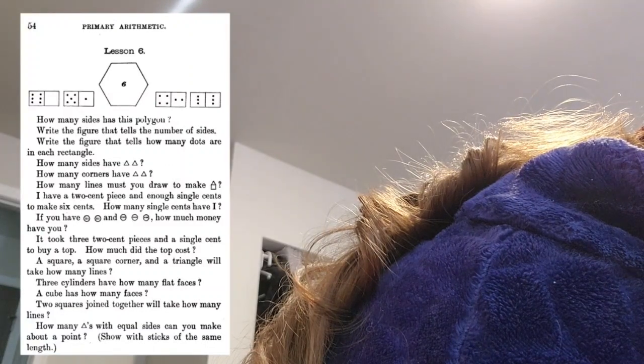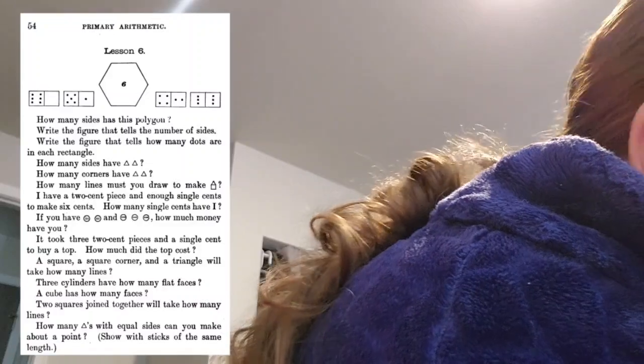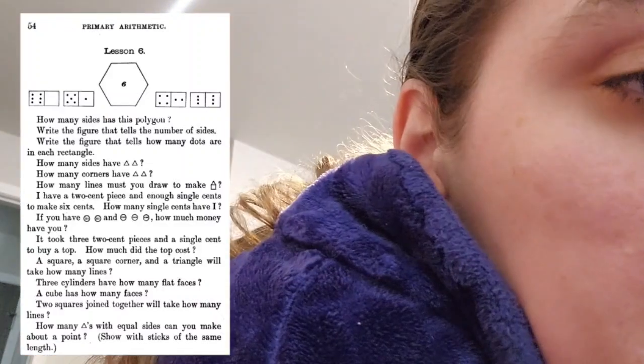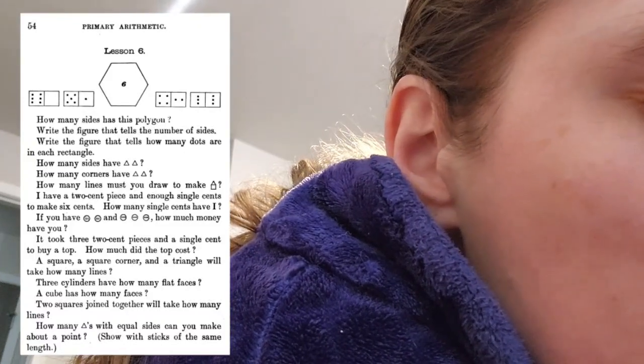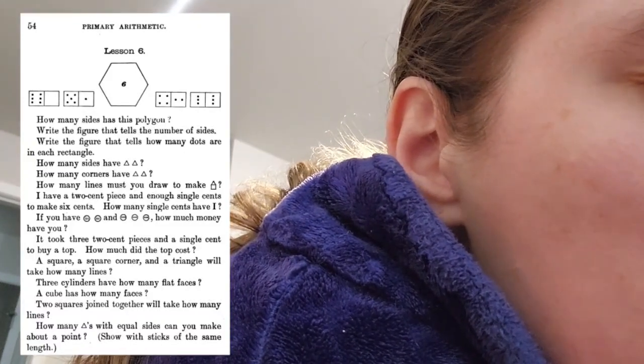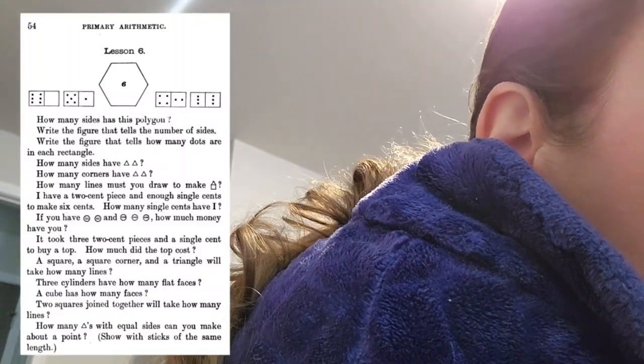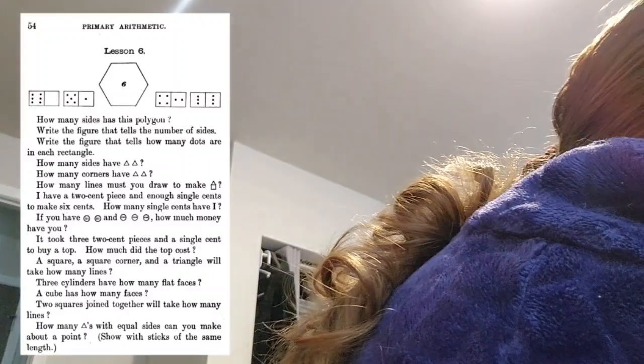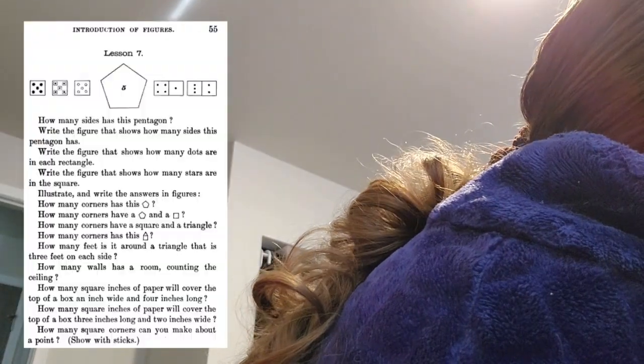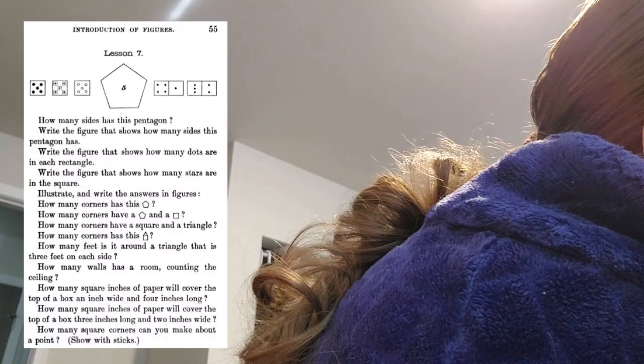I think you can only make 4, if I'm understanding the question correctly. But I think they want you to put the triangles so that all the points are pointed in the center, if that makes sense. So it would kind of make like a square. But yeah. Okay, next, lesson number 7.